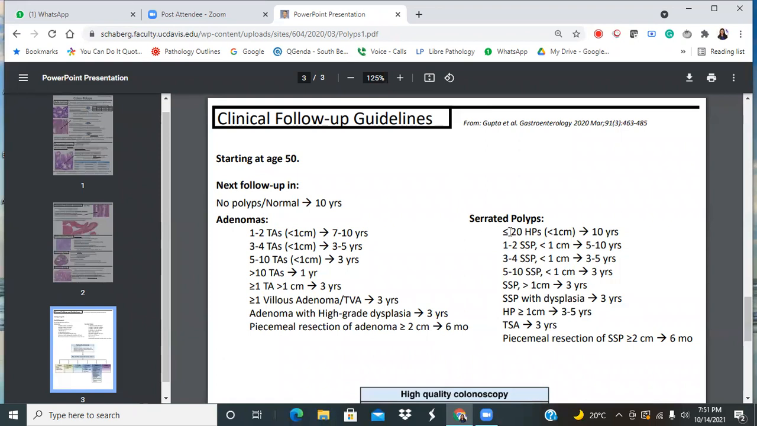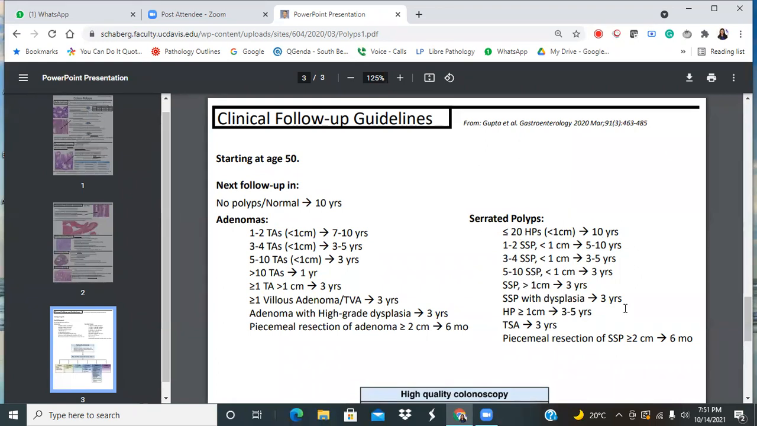So less than 20 hyperplastic polyps, less than 1 centimeter, 10 years. If there are 1 to 2 sessile serrated, less than 1 centimeter, then 5 to 10 years. 3 to 4 sessile serrated, less than 1 centimeter, is 3 to 5 years. 5 to 10, less than 1 centimeter, is 3 years. Any sessile serrated more than 1 centimeter, again 3 years.